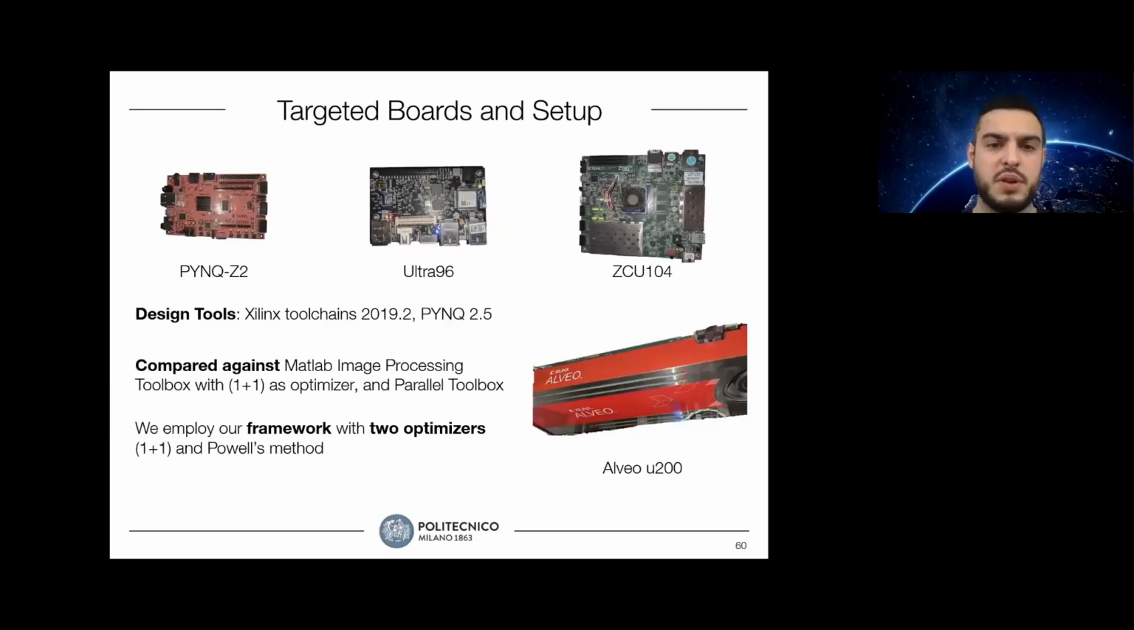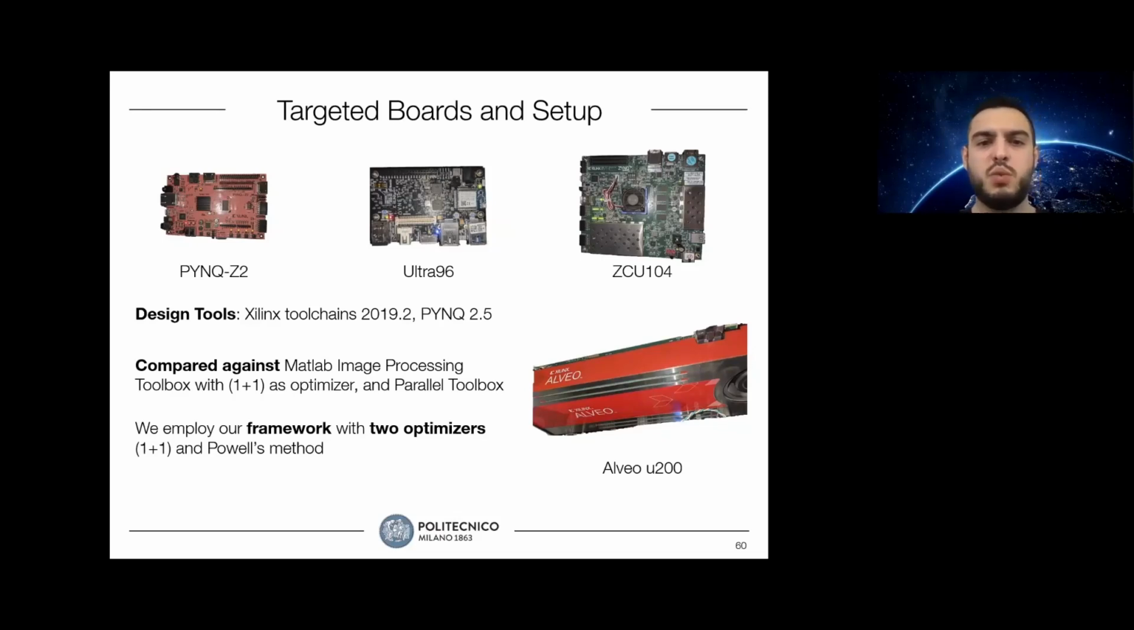Moving to the setup, we employ 4 different boards: a PYNQ-Z2, an Ultra 96, a ZCU104, and an Alveo U200. We compare against Matlab image processing toolbox that employs Mutual Information and 1+1 as the optimizer.